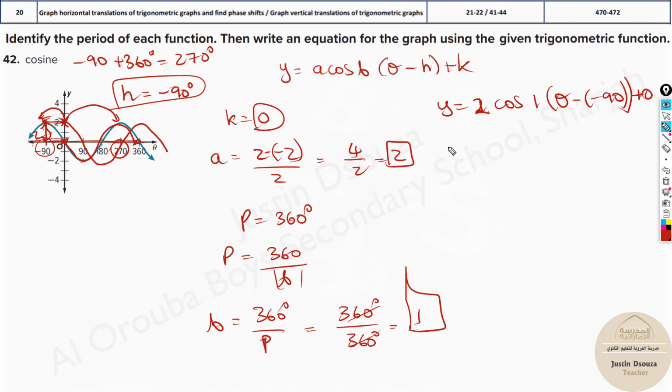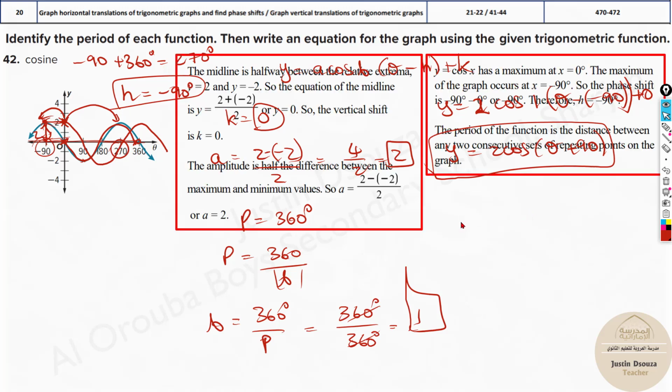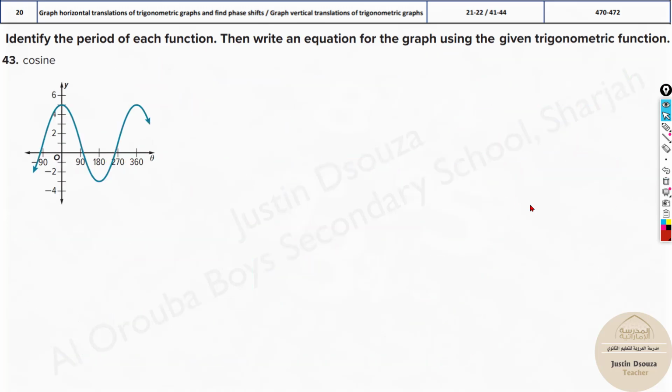And K is 0. So now I'll just simplify and write. It'll be 2 cosine function theta minus and minus becomes plus 90 degrees and it's 0. So this is the final answer. Now you have to just write it in detail, but this is the main concept. Now if I was correcting the paper, as long as you have written all this, that means you have understood. If you have drawn this on the figure, I would have given full marks because you understand the concept. That's more than enough. So here the answer is 2 cos theta plus 90. That's the answer.